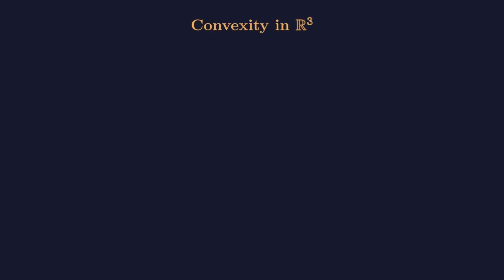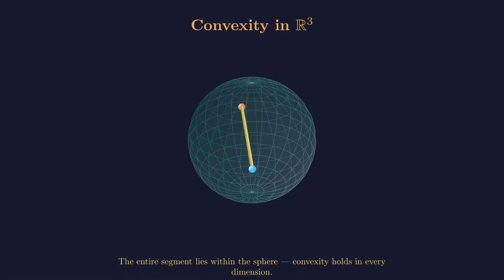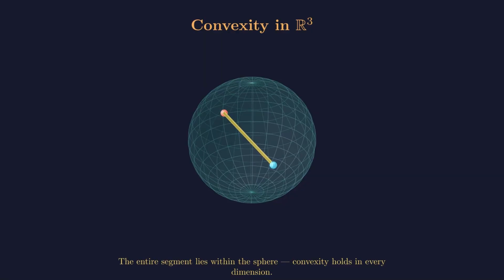The same property holds in 3 dimensions. Pick any 2 points inside the sphere. The segment between them stays entirely within, never touching the boundary, never escaping. This isn't a special feature of 2 dimensions. Convexity is a geometric property that carries through to 3 dimensions and beyond.